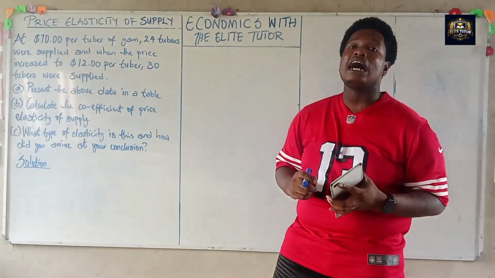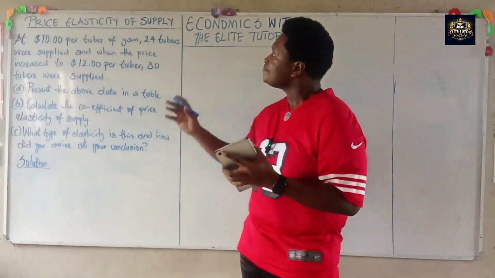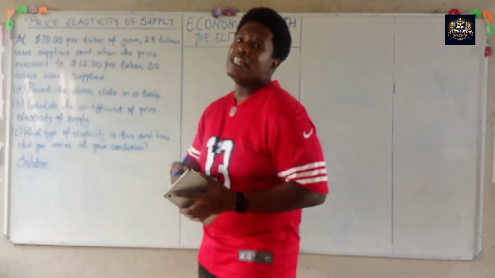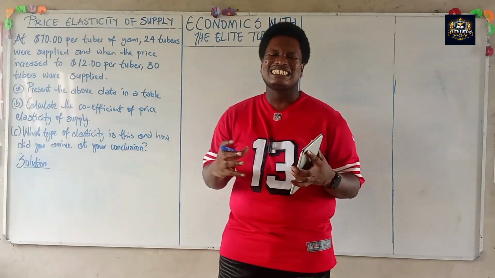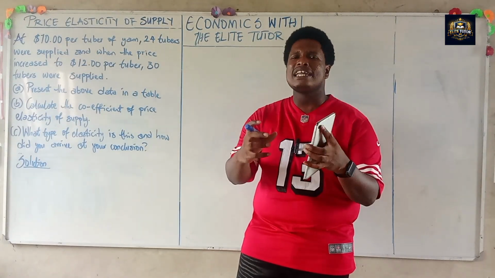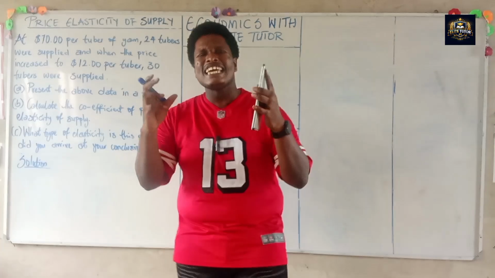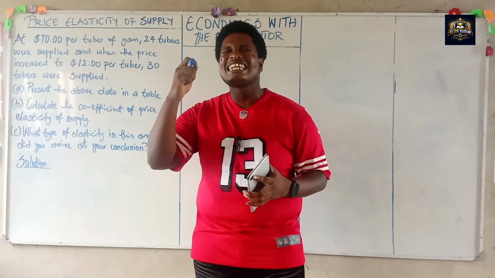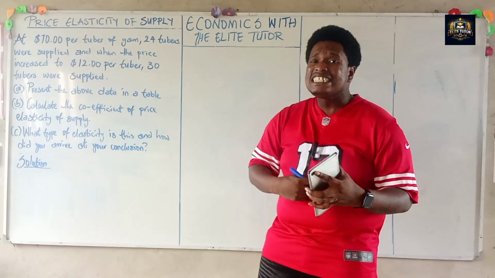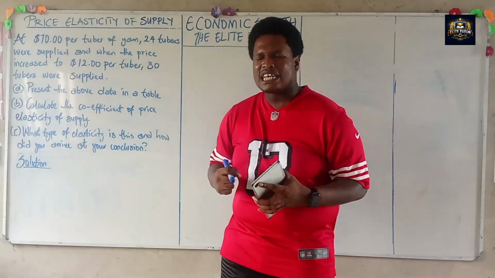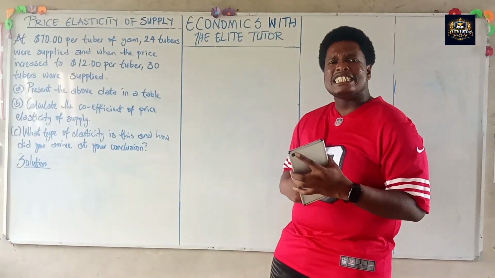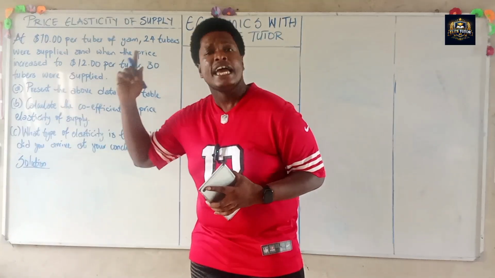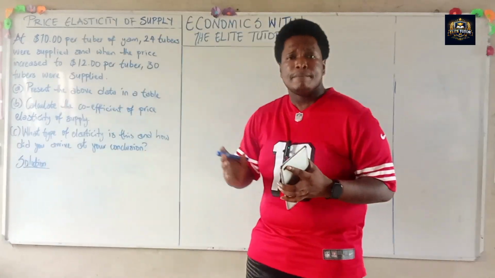The first one, we have the elastic supply. Now, what do we mean by elastic supply? Supply is said to be elastic when a small change in price leads to a large or a great change in quantity supplied. For example, if the price increases by 2%, the quantity supplied all of a sudden increases by about 50%.